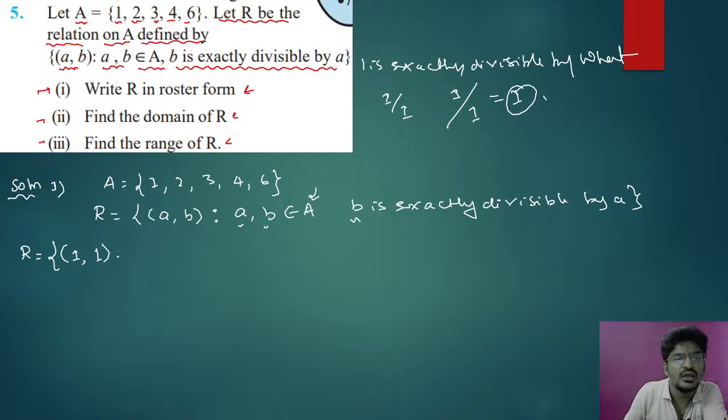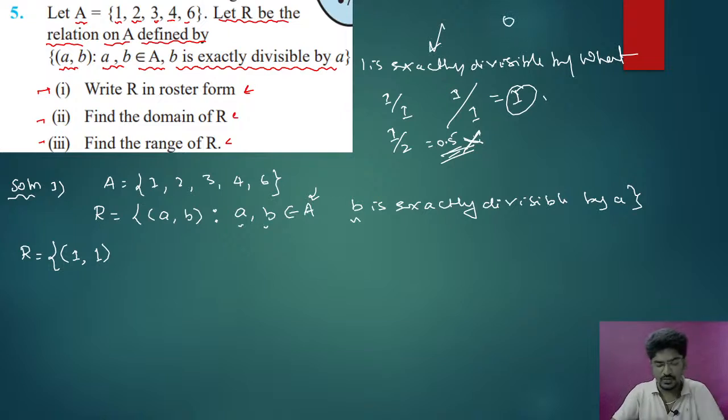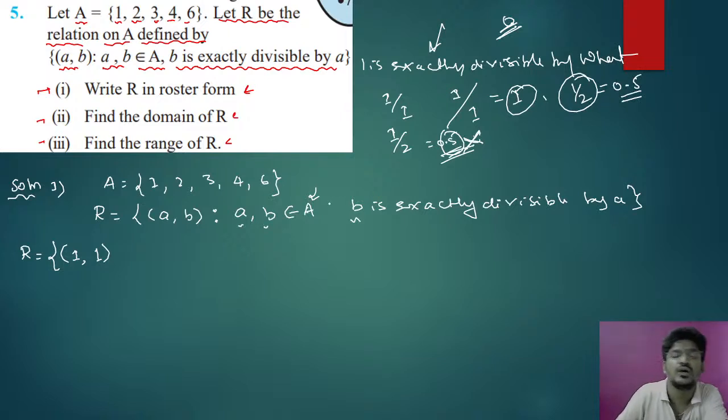So now see another element. 1 is not divisible by 2 because the answer is 0.5. These types of elements are not allowed because exactly divisible means the remainder must be 0. So decimals are not allowed. That's why I can't write 1 by 2. Please understand this. That is not allowed. Okay. So (1, 1) will be the first element.